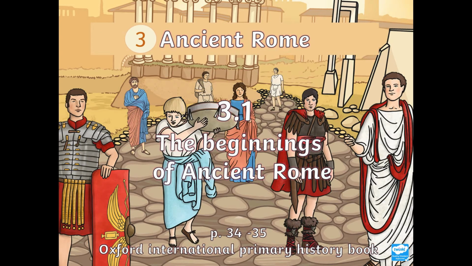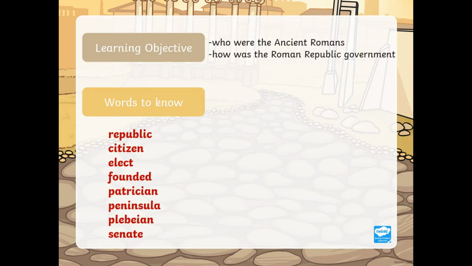For history, we reach chapter 3, Ancient Rome, and this lesson is the first lesson of chapter 3, the beginnings of ancient Rome. The pages of this lesson are from 34 to 35 in your Oxford International Primary History book. Without further ado, let's start the lesson.